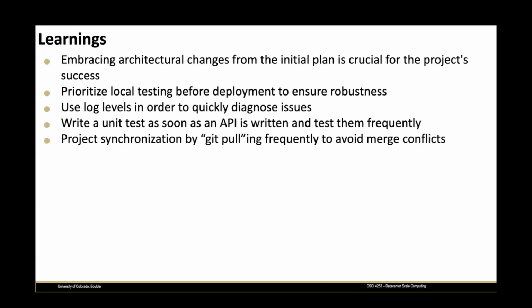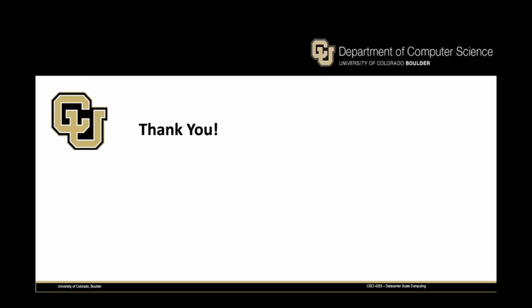Learnings. Embracing architectural changes from the initial plan is crucial for project success, because we initially thought of integrating Firebase, but later shifted to MongoDB. So we had to incorporate all of these changes. And then we prioritized local testing before deployment to ensure robustness. We used log levels in order to quickly diagnose issues. Project synchronization by git pull frequently to avoid merge conflicts was again one of the learnings from the project that we have implemented. And that's about it.